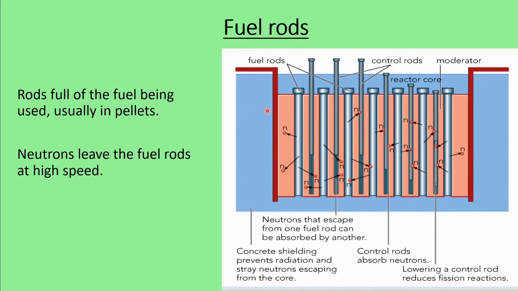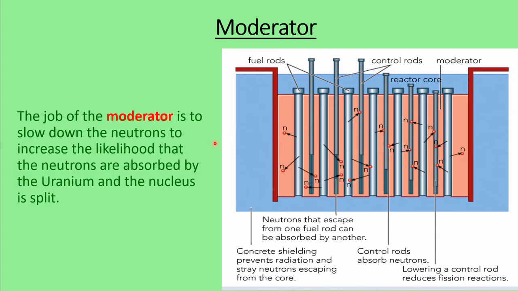Now neutrons leave these fuel rods at very, very high speeds. Such high speeds that they have a very low chance of interacting with another uranium atom. So we use what's called a moderator. The job of the moderator is to slow down those neutrons to increase the likelihood that they are going to be absorbed. Otherwise you'd get a very, very weak reaction, not enough to heat the water that we need. So we use a moderator to slow down the neutrons so they can be absorbed by more uranium and cause more fission reactions.